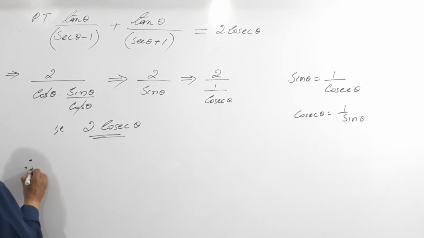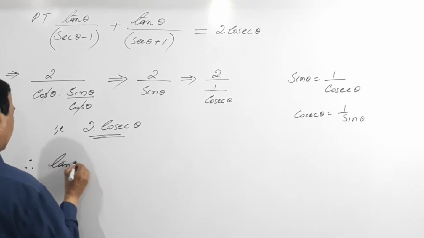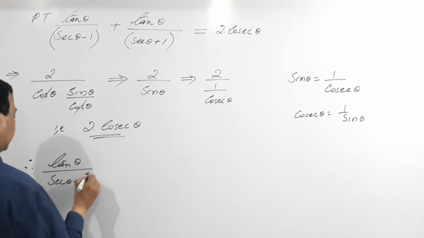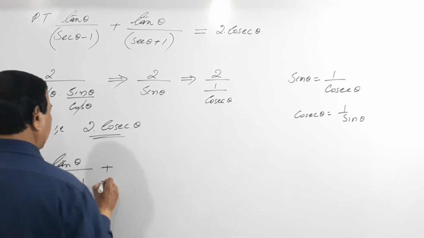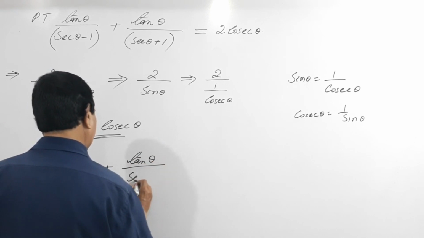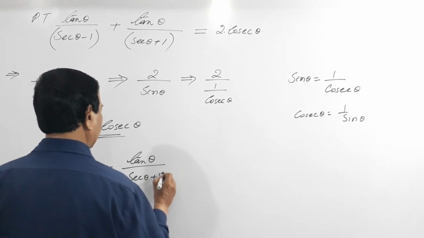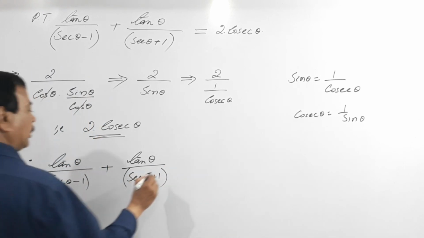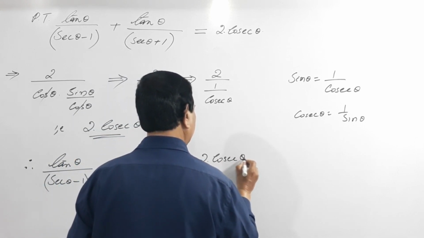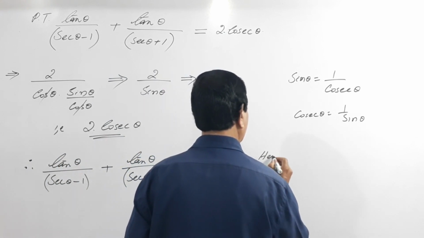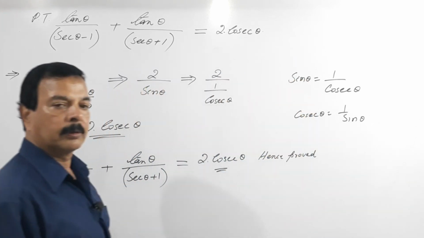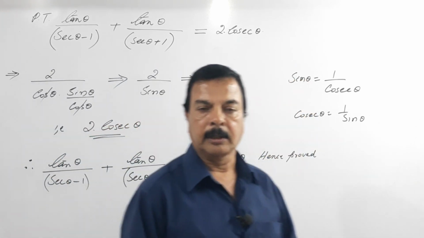Therefore, tan theta by (secant theta minus 1) plus tan theta by (secant theta plus 1) equals 2 cosecant theta. Hence proved. So after doing this, the minimum is 4 marks.